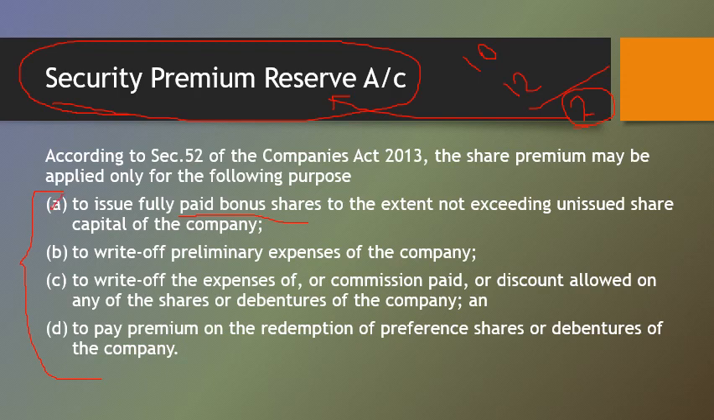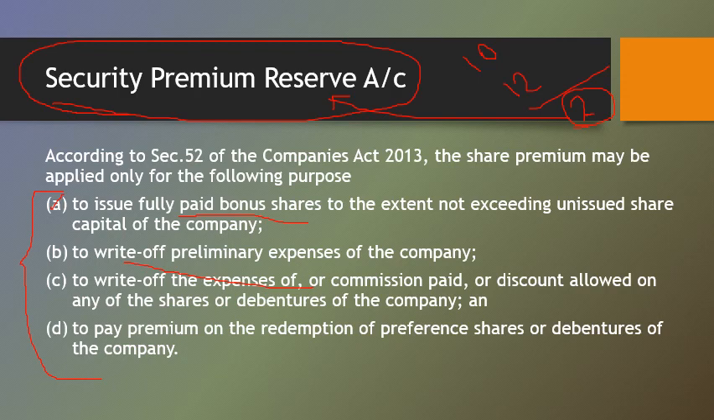And the second is to write off preliminary expenses of the company. As we know, at the preliminary stage of a company, it may have different expenses, such as promotional expenses or registration expenses. What do you mean by preliminary expenses? All those expenses incurred before the company came into existence are termed as preliminary expenses. To write off such preliminary expenses, the security premium reserve balance can be taken.